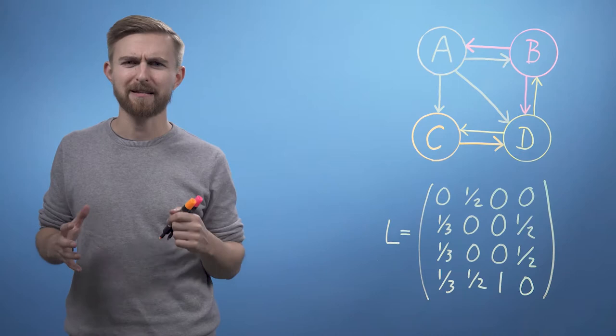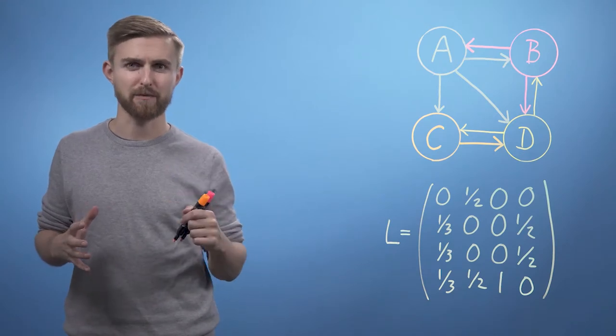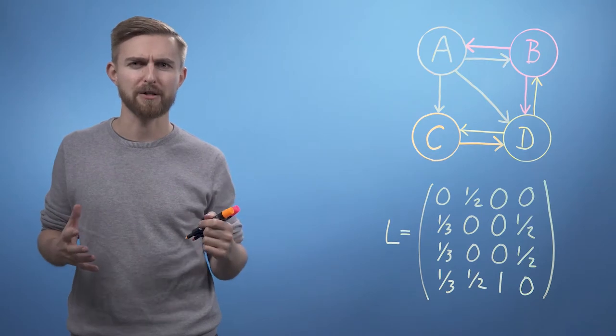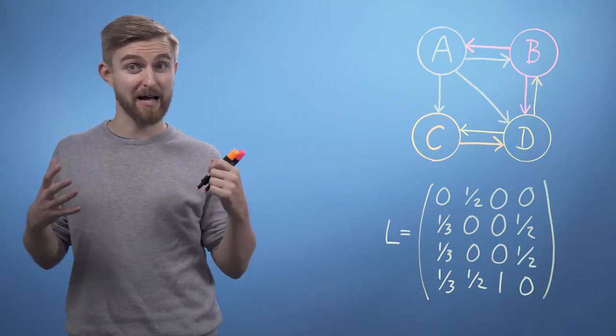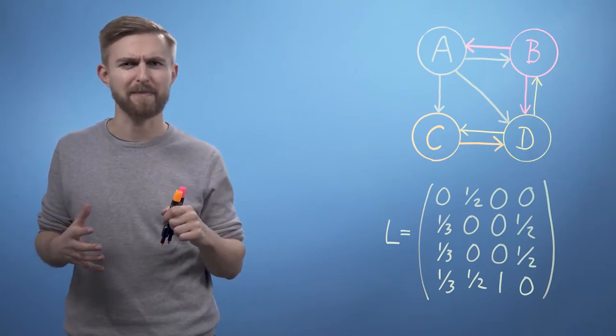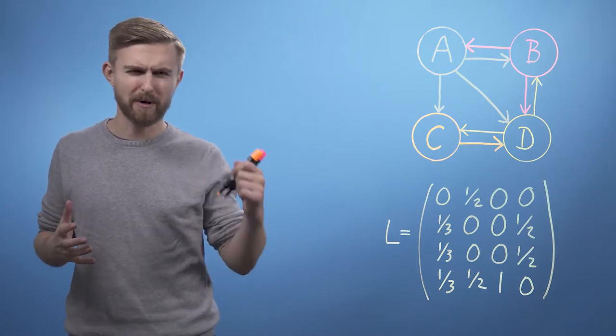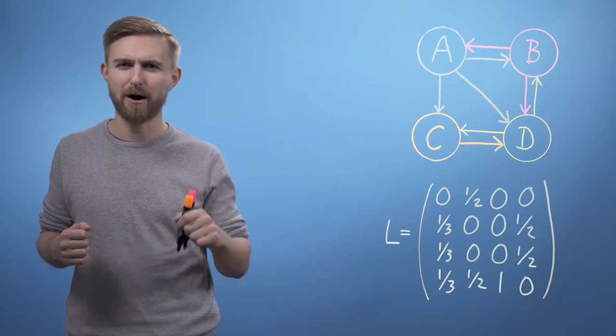We can now write an expression which summarizes the approach. We're going to use the vector R to store the rank of all web pages. To calculate the rank of page A, you need to know 3 things about all other pages on the internet. What's your rank? Do you link to page A? And how many outgoing links do you have in total? The following expression combines these 3 pieces of information for web page A only.